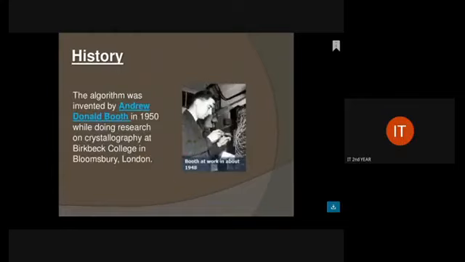Coming to the history, this algorithm was invented by Andrew Donald Booth in the year 1950 while he was doing research on crystallography at the London college, Birkbeck College, Bloomsbury. Through that research project, he introduced a new concept called Booth multiplication algorithm. As he invented it, he named the algorithmic procedure after himself.